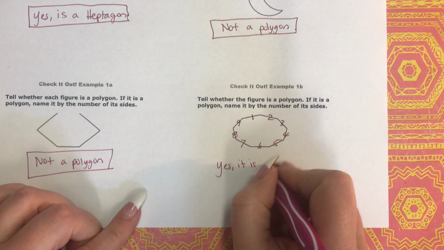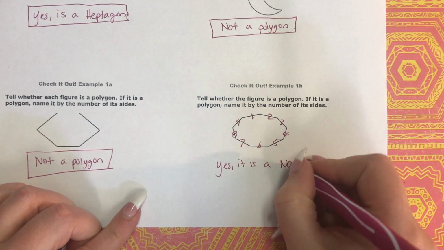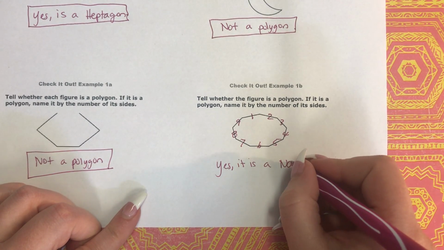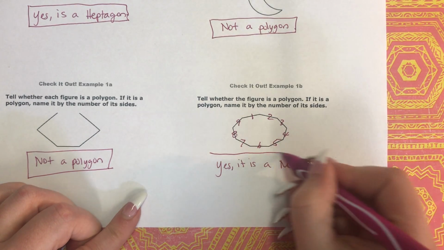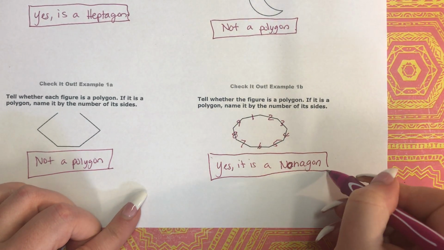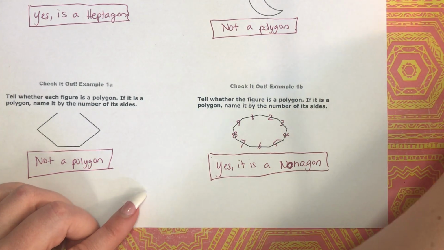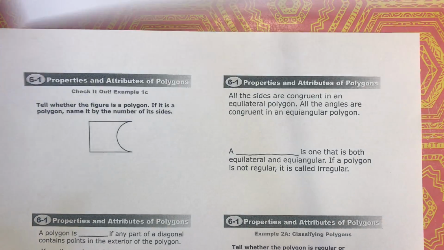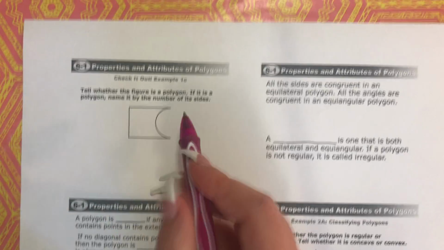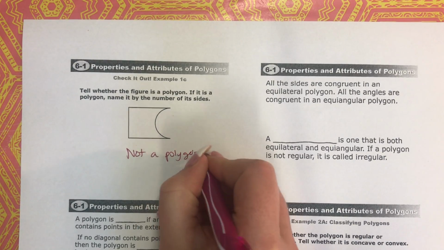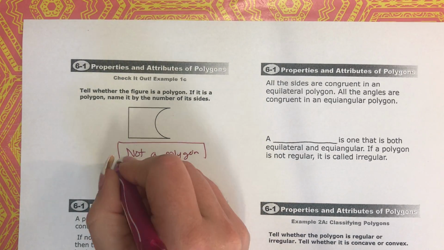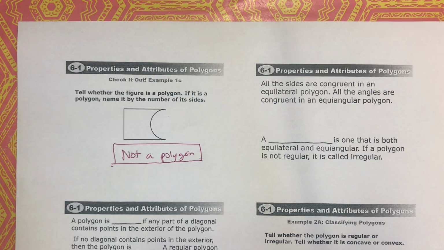It is a nonagon. All right, if you got that one right, perfect. And on to the last one. Tell whether the figure is a polygon. We have a curved line right there, so not a polygon. You need straight lines. So if you got all of those right, you did a wonderful job, and I'll see you next time.